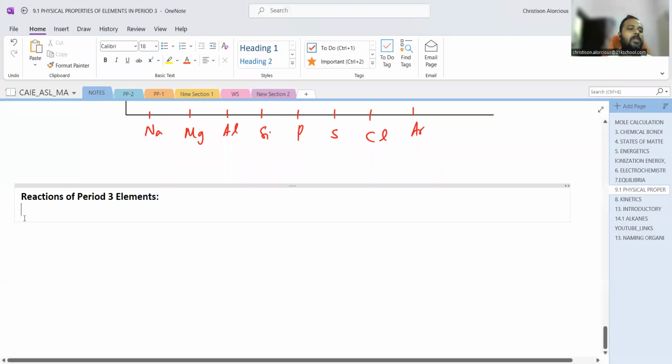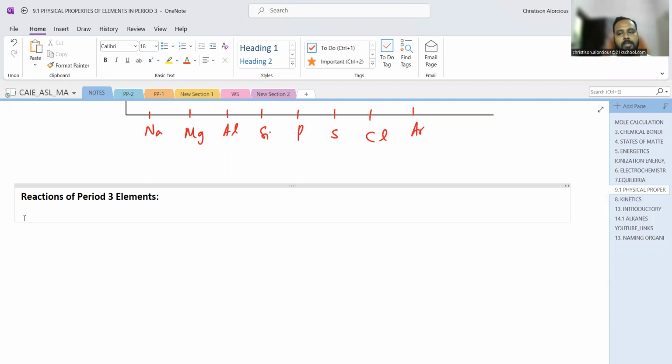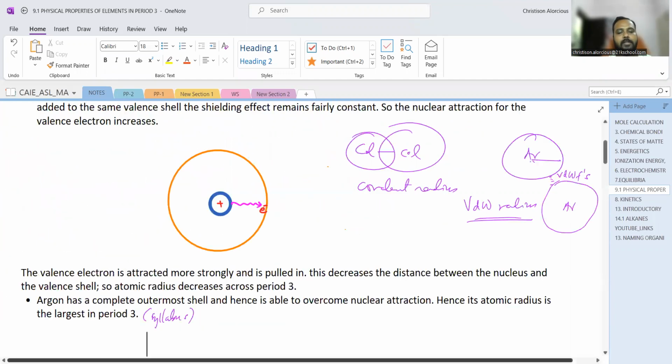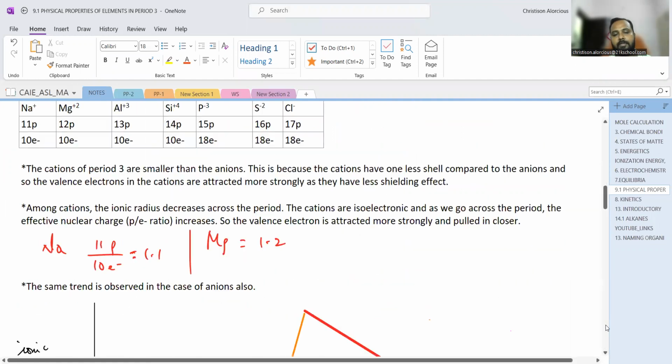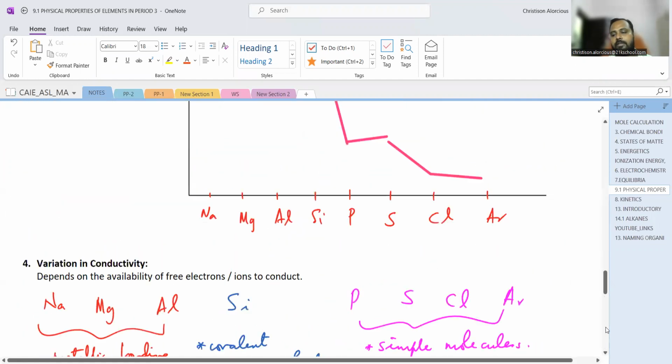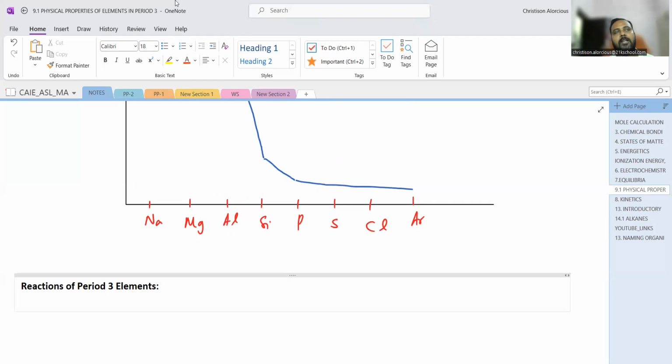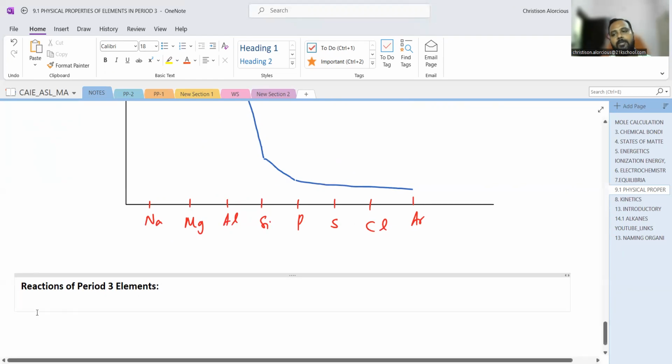Welcome to this series of lectures on inorganic chemistry. We're covering topic 9.1, which is the periodicity in period 3. Earlier, four lectures focused on the trends in the different physical properties in period 3. We spoke about the trend in atomic radius, ionic radius, melting point. Now we're going to talk about the reactions of period 3 elements.